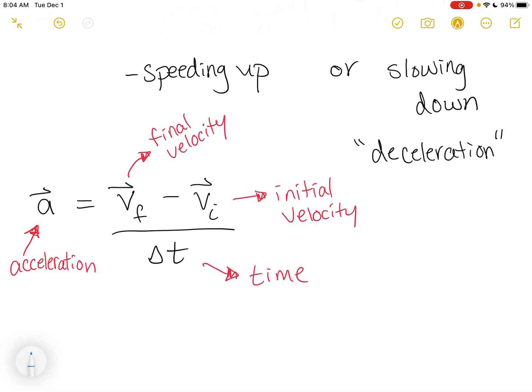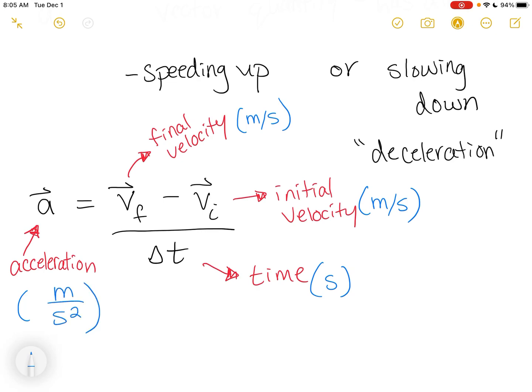So we are going to have to subtract our initial velocity from our final velocity and then divide by time to get our acceleration. So final velocity units are meters per second. So is initial velocity units. And then time is measured in seconds. So the units for acceleration are actually meters over seconds squared. That's what the m over s squared means. So we're changing our velocity by so many meters per second every second. And that's how we measure acceleration.